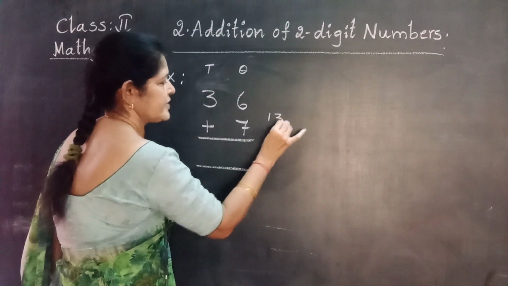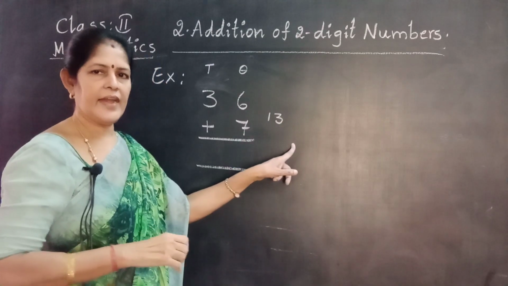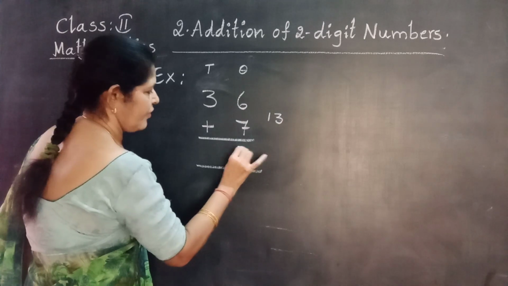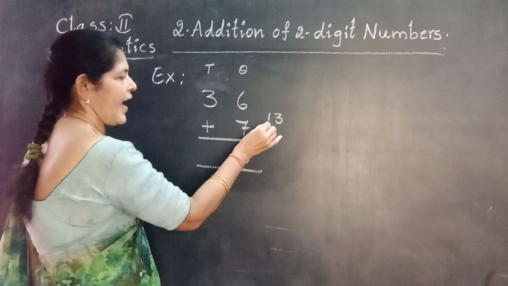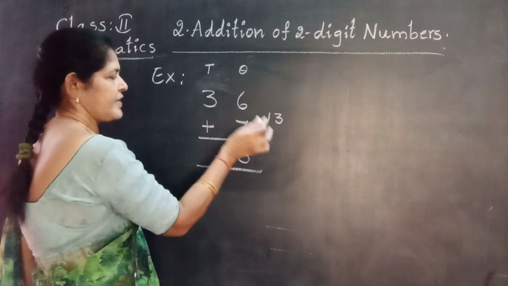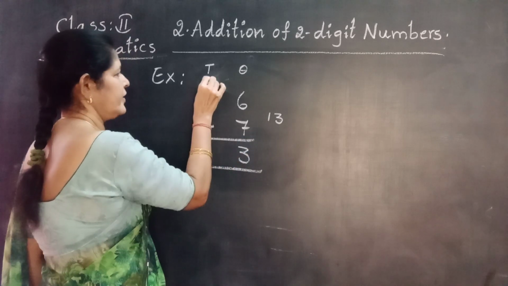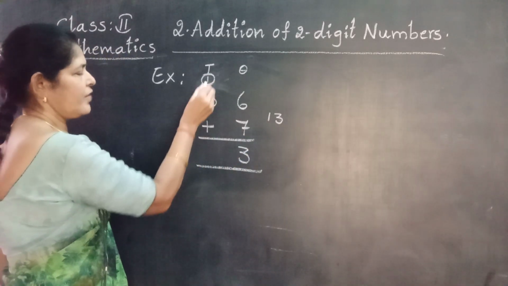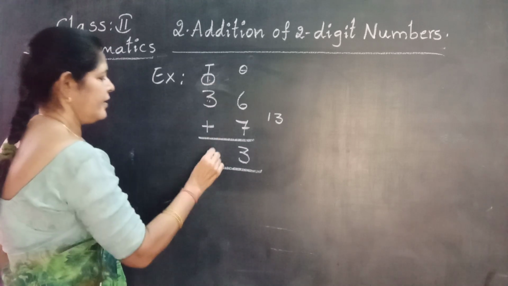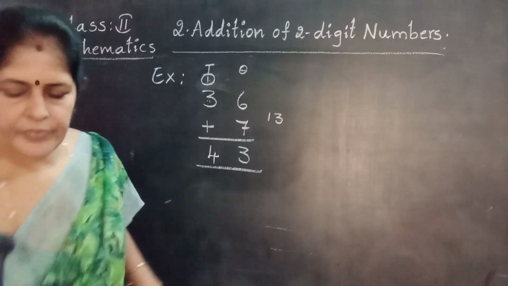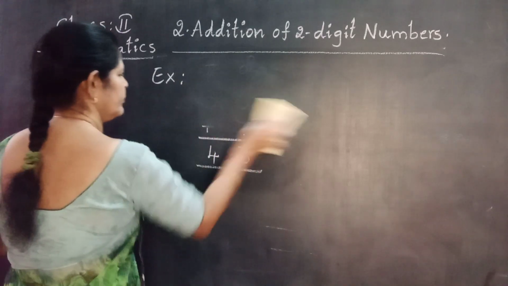13 is a 2-digit number. On the right side, 3 is in the ones place. Write 3 right in the ones place. 1 carry to the tens place. That means this 1 goes right above 3. Now add 3 and 1. 3 and 1 make 4. What is the total? 43. Another example.